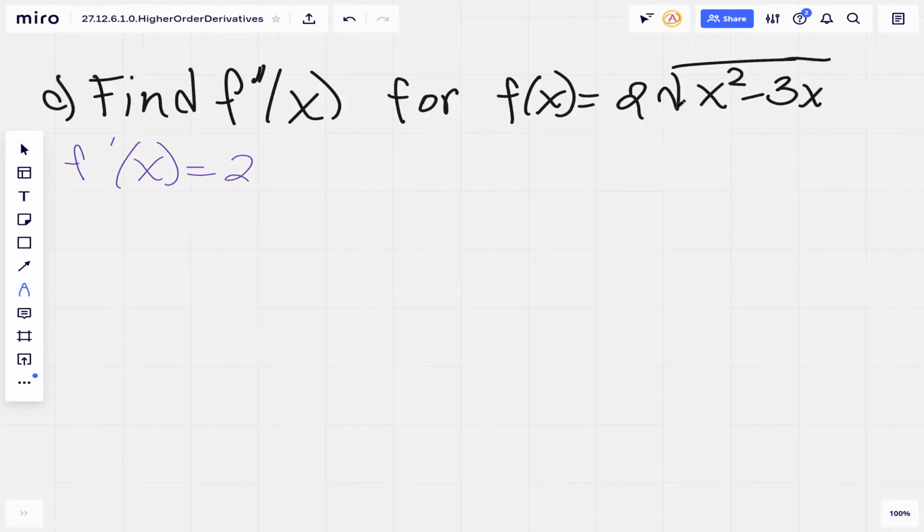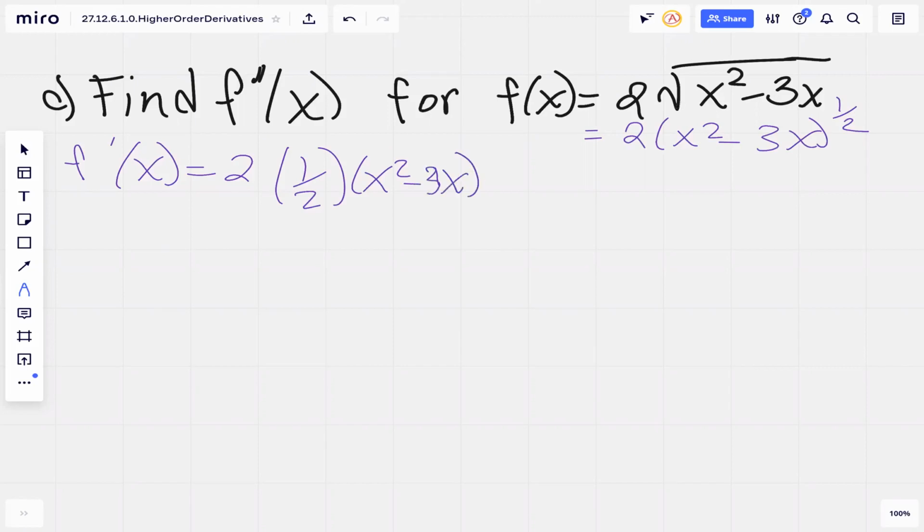Okay, so what I like to do when I have a square root is I like to rewrite the function as x squared minus 3x raised to the power of 1/2. It's just easier to visualize. So with that, we now have 2 times 1/2 times x squared minus 3x raised to the power negative 1/2. Our 2's cancel out. And we have x squared minus 3x raised to the power negative 1/2.